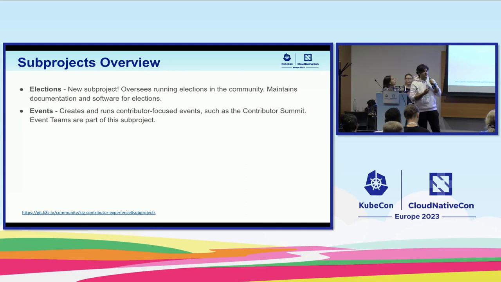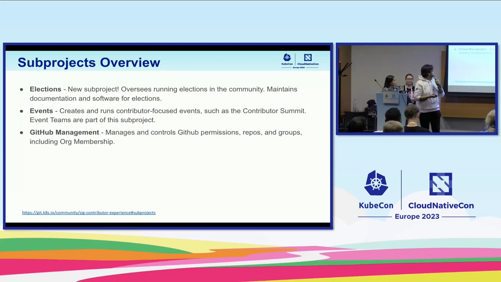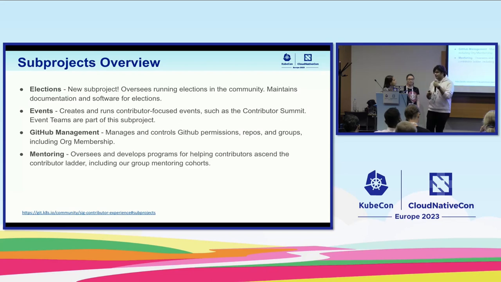We have the events sub-project, which is responsible for all the events that the Kubernetes project specifically does. For example, the contributor summit that took place yesterday. We have GitHub management, which we'll be talking a lot about today, giving you some insights into how we do things in the community, and maybe you can adopt that for your projects as well. So managers, controls, GitHub permissions, repos, and groups. We try to automate all of this in a way that is consistent for users across the community so that it's scalable, it's secure, and overall a good contributor experience, as the name of our group is. Awesome. Handing it over to Kaslin.